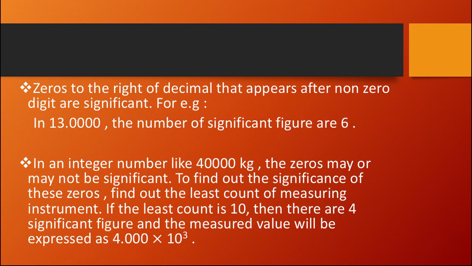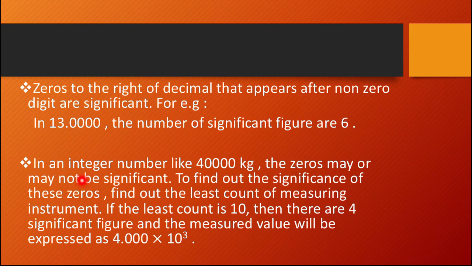Rule number 4 is if the zero lies to the right of the decimal and that decimal appears after the non-zero digit, then the zeros are considered to be significant. Here I have taken an example, 13.0000. These zeros lie to the right of the decimal point and this decimal point appears after the non-zero digit. So these zeros should be considered significant. In this case, the number of significant figures is 1, 2, 3, 4, 5 and 6.